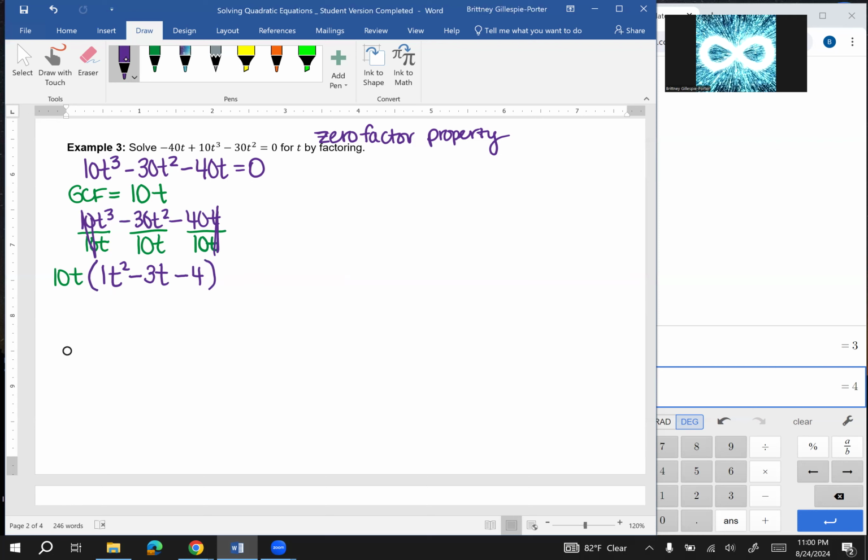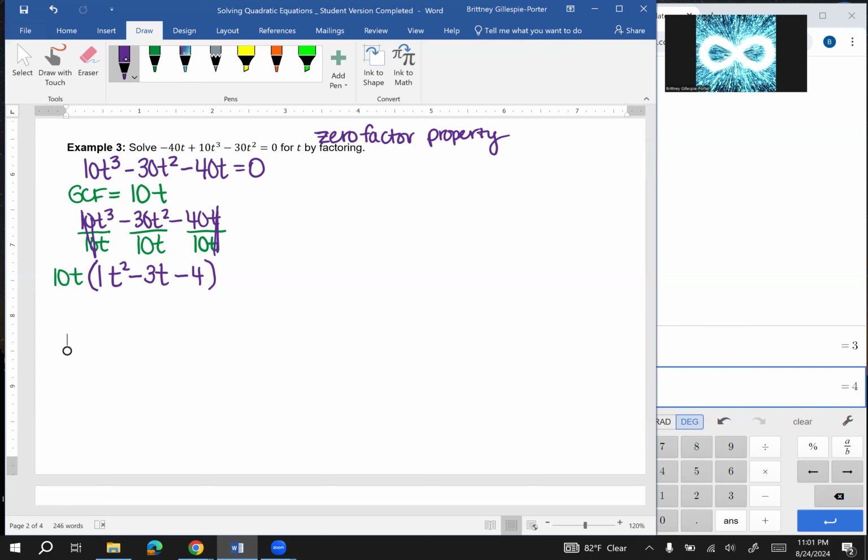Now, some of you may be wondering why I wrote the 1 in front of the t squared. You can get rid of it, completely up to you. Either one is fine. Mostly we will see just t squared because we don't write the 1 coefficient, but it's not wrong to do so.